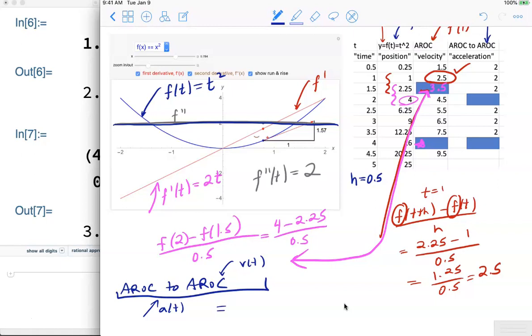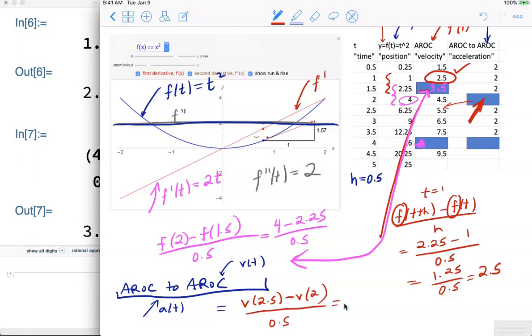If I wanted to fill in, for example, this blank right here, notice that it is in the third column. So what we're trying to do is to compute the average rate of change to the data that's in the column next to it. So for the average rate of change to the average rate of change, I need to look at the velocity right here. I need the velocity at 2.5 minus the velocity at 2, and then I need to divide by the time spacing between them.